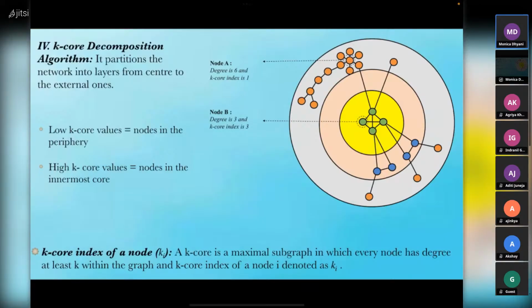Then there is the K-core decomposition algorithm that gave me the K-core index for a node. So I have used 4 key network metrics in total. One of them is K-core index, which I got from the K-core decomposition algorithm. How it works is that it partitions the network into layers from center to the external ones. Low K-core value reflects nodes in the periphery, and high K-core value reflects that the nodes are in the innermost core.